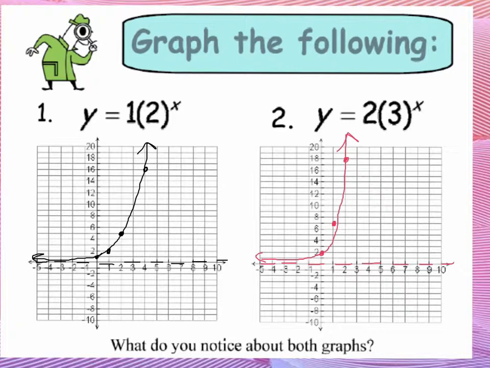And I want you to think about, what do you notice about both graphs? Well, let's take a look. First of all, both graphs are increasing. As you read from left to right, they're increasing on the graph. So that means that they are exponential growth. They both have a boundary line of y equals 0. Notice they never cross that, so that helps with the range. And notice that the first number, this 1, is on the y-intercept. And the first number here, this 2, is on the y-intercept. That gives you a hint of how you can graph exponential equations that look like these two.